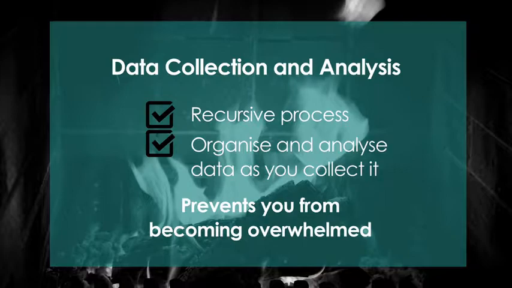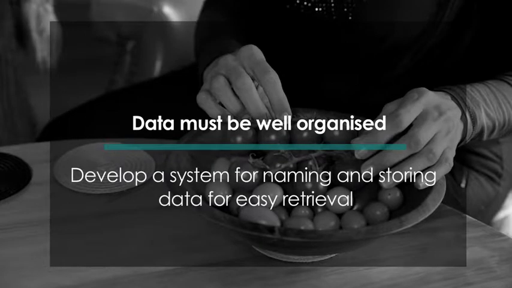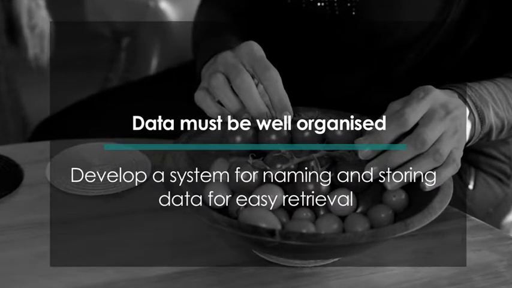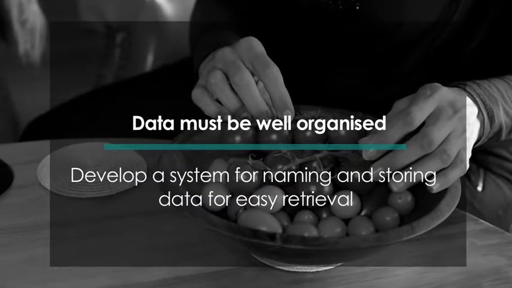If you want to work effectively in the analysis process, the data need to be extremely well organized. This means that at the beginning, you have to develop a system for naming and storing data for easy retrieval, especially if you have many data sources. Khadija had data from various sources, and it amounted to quite a lot. So, she had to be very organized.